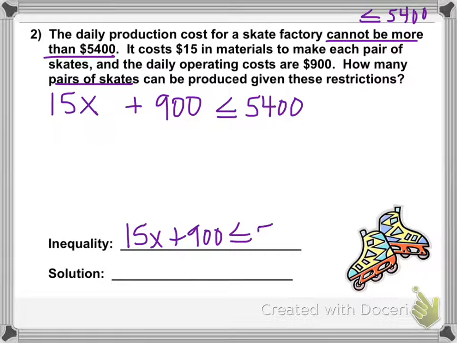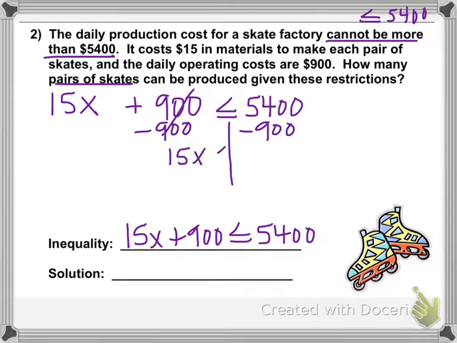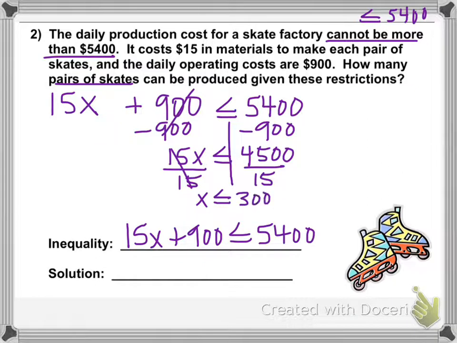So to do that, we need to get that X by itself on the left. First, let's get rid of that 900 by subtracting it from both sides. So 15x is less than or equal to 5,400 minus 900 is 4,500. To get rid of the 15, we're going to divide both sides by 15. So x is less than or equal to 300 pairs of skates. And those are pairs.